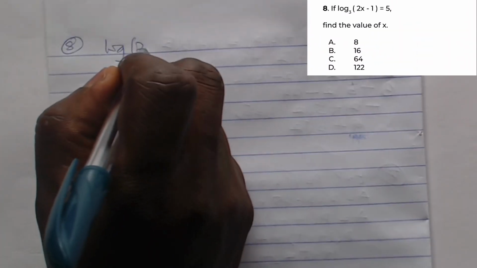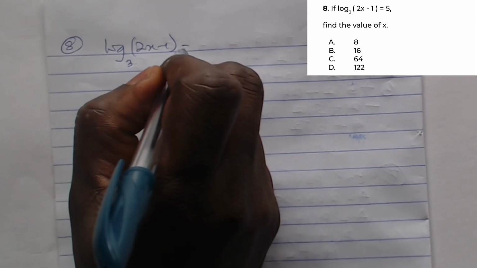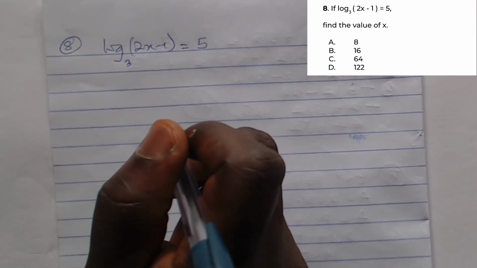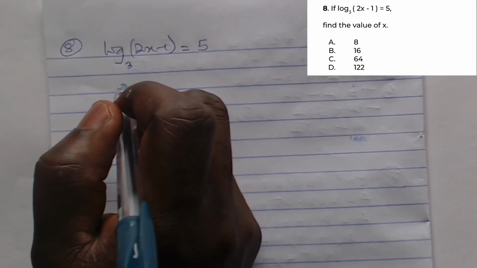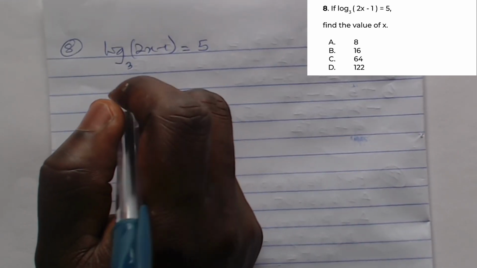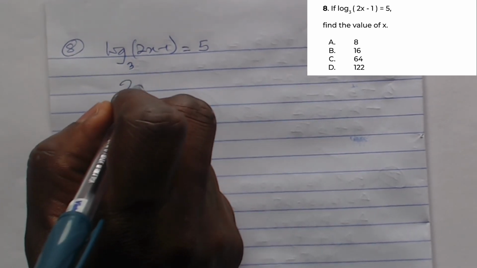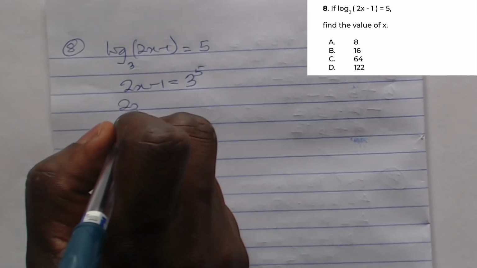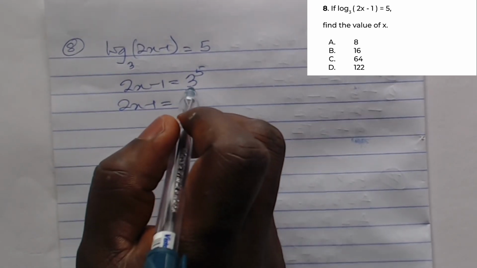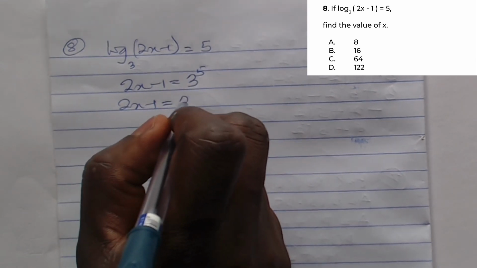Let's move on to question number 8. Question number 8 is a logarithm: log of 2x minus 1 base 3 is equal to 5. We have to find the value of x. Very simple and straightforward. Remember the laws of logarithm, like what we did on question number 3. Here now we are going to have 2x minus 1 is equal to 3 raised to power 5, which will give you 243.